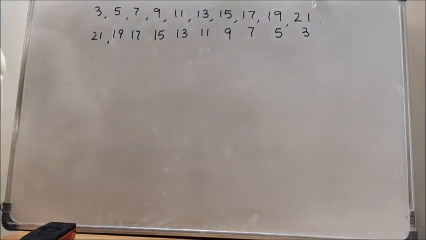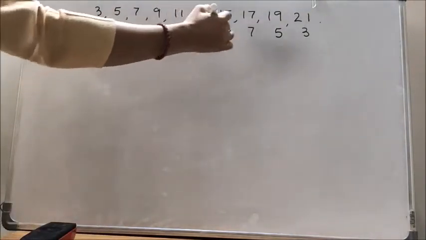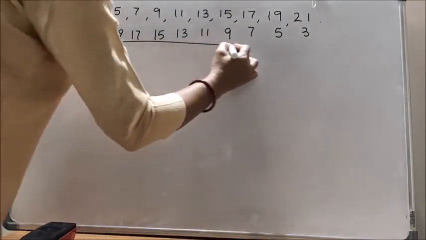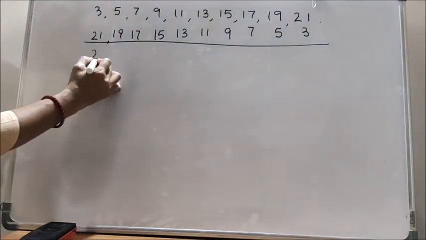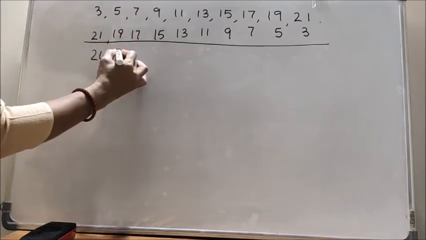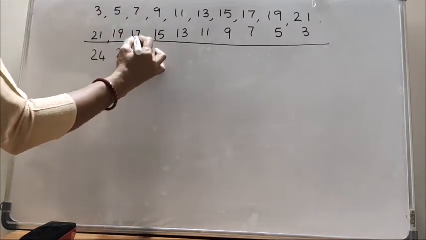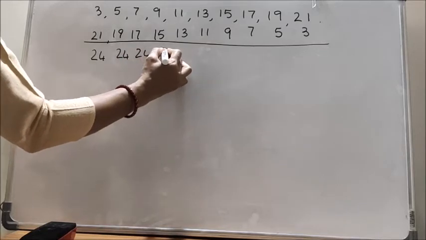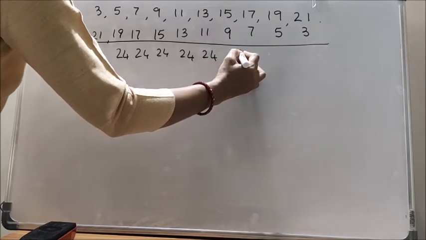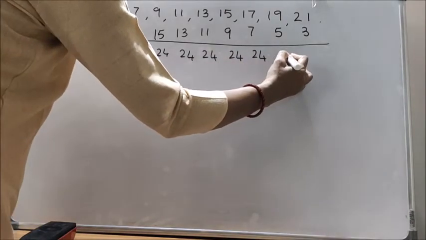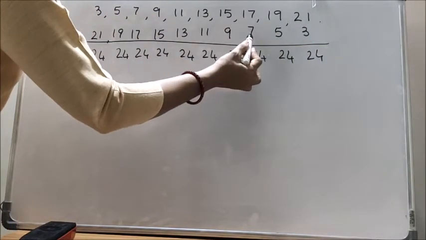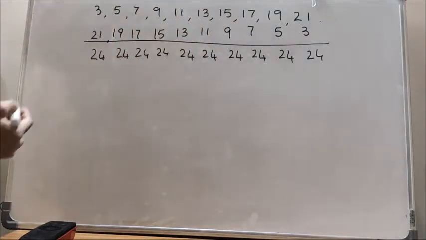Now you will notice something strange. Let's add all these which are one below the other. 21 plus 3 gives you 24. Again, 19 plus 5 gives you 24. This 17 plus 7 gives you 24. And you will notice that everywhere the sum is 24. You can check everywhere. 19 plus 5, 24. 17 plus 7, 24.